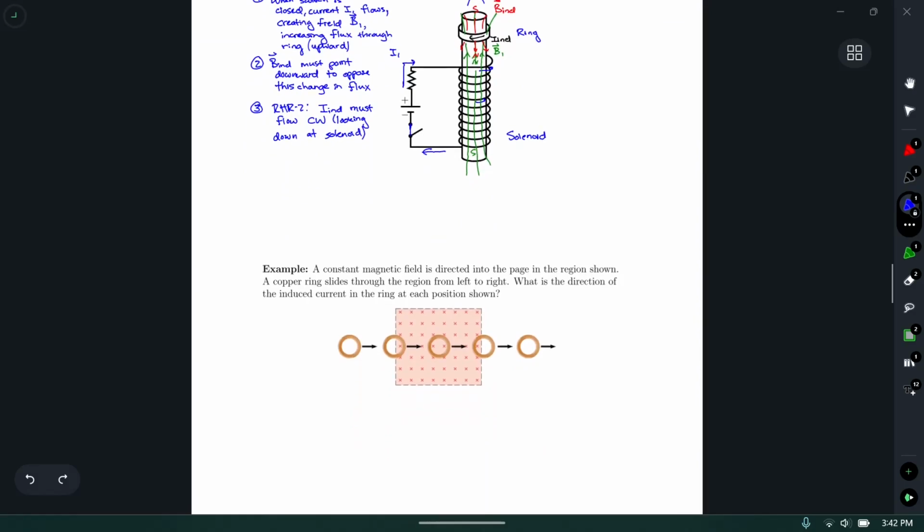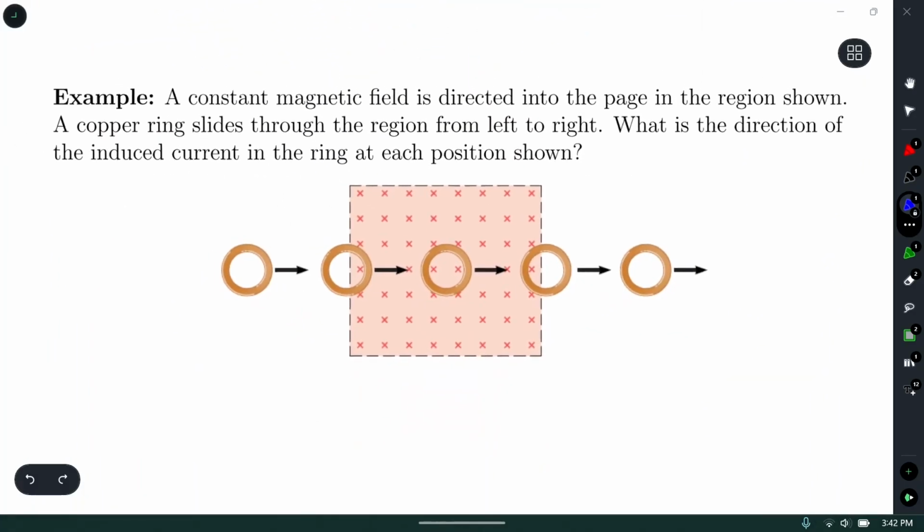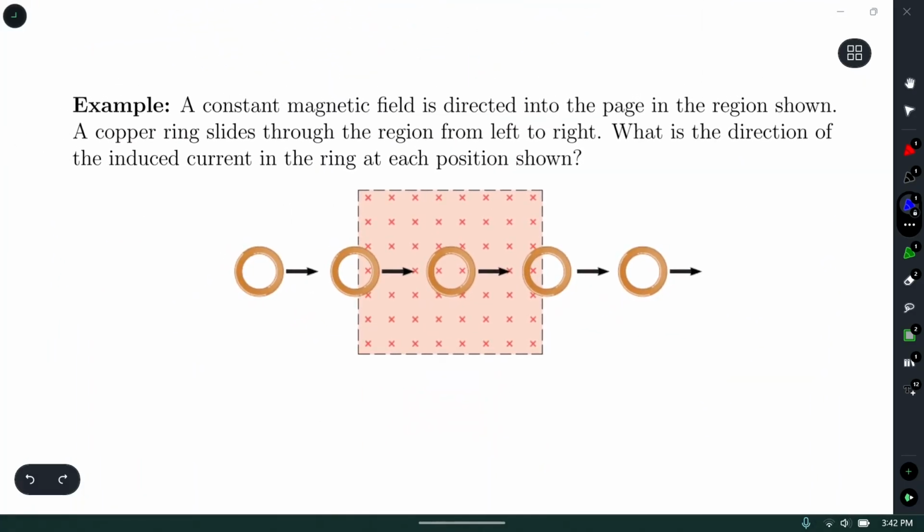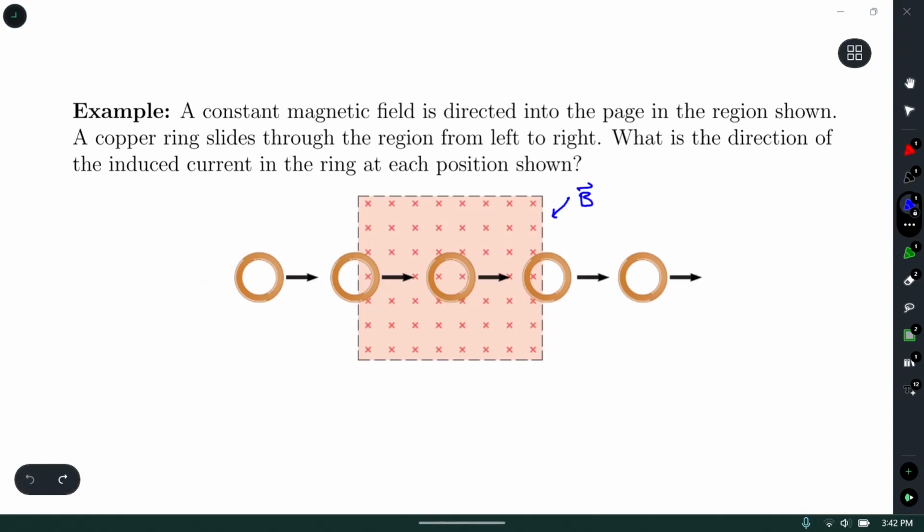We're going to look at another one here to get some practice and see what the difference is when we have magnetic fields that are induced into versus out of a page. In this case, we have a magnetic field that is confined to a certain region. And in that region, it's into the page. We're going to slide a copper ring across that region. So you could imagine that this is us looking down at a tabletop, that we are generating a magnetic field pointing down into the table, and we're sliding a ring across the table. We want to know the direction of the induced current in the ring at each position shown.